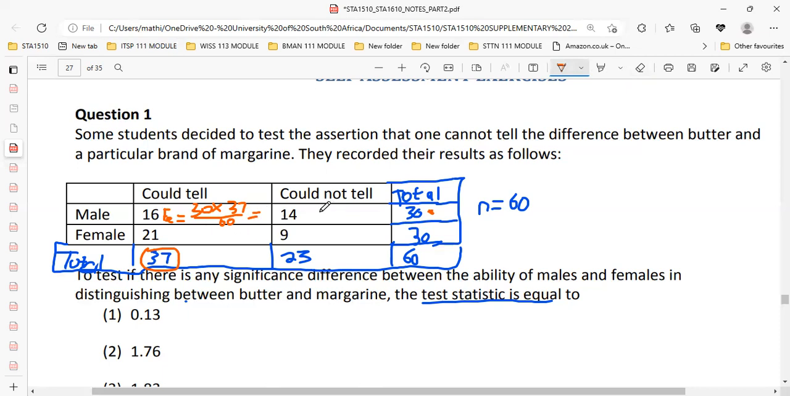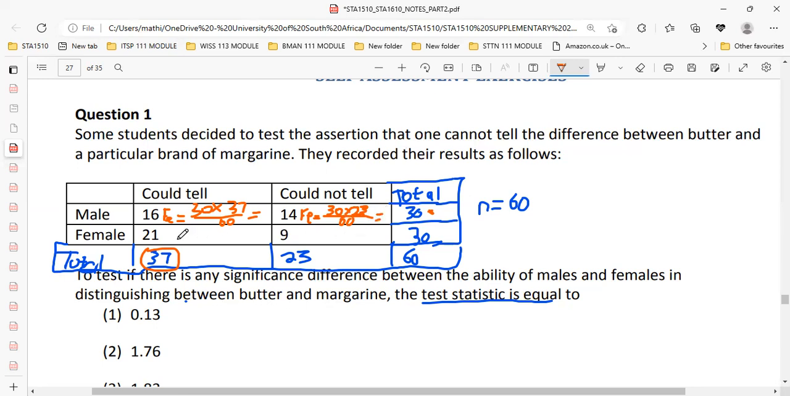Then now we move to this one here. We say now FE is equal to what? Row total. What's our row total? Row total is this one, 30 again. We say 30, then multiply by what? 30 multiplied by 23. 23 is our column total here. Then you divide it by what? Divided by 60 here. Then you get your answer.